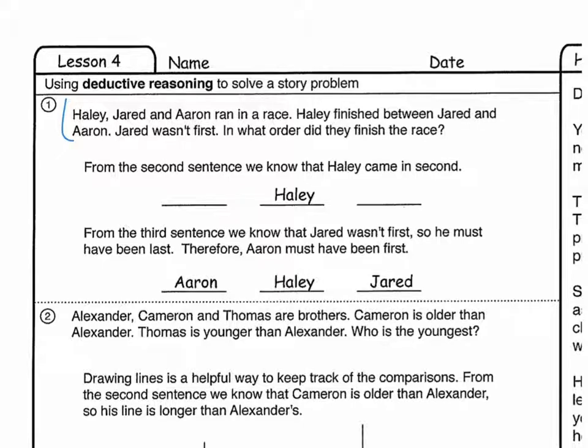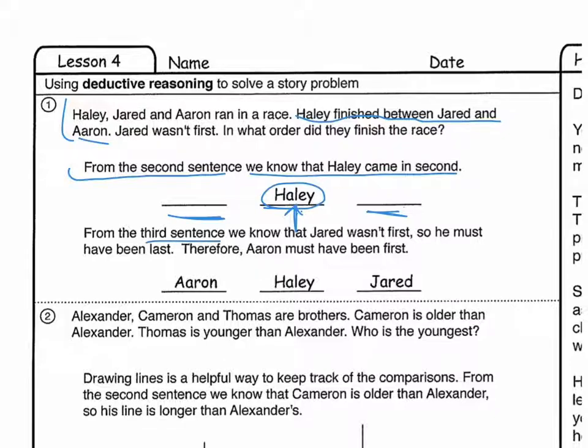I don't want you to have to write out the entire name like they're doing here, but let's go through what the lesson says, and then I'll show you how you can do it on your own, okay? So from the second sentence, that's Haley finished between Jared and Aaron. We know that Haley came in second. If Haley finished between two people, there's a person and there's a person. So Haley has to be in second place.